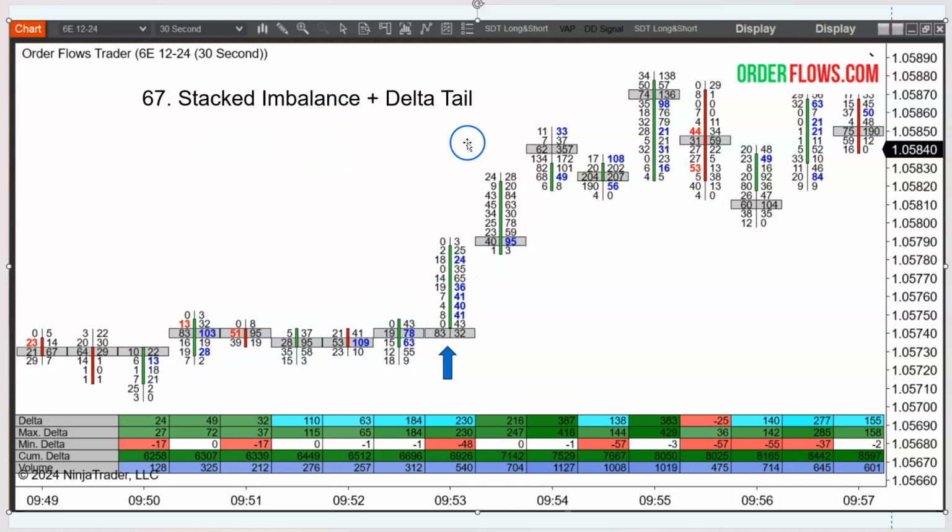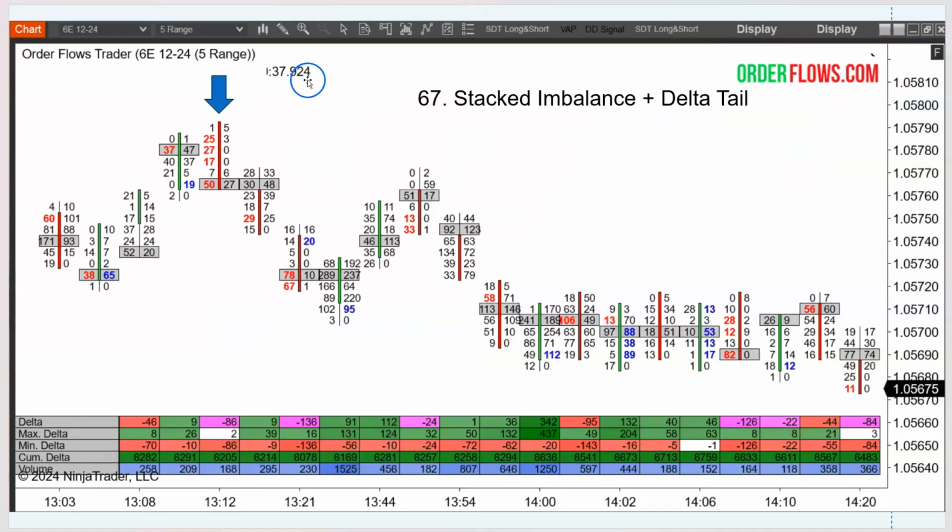For this setup, it's stacked imbalance plus a delta tail. Now again, the opposite is true for the bearish version: stacked imbalance plus the delta tail.